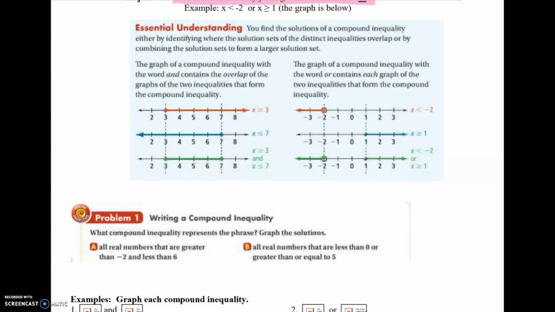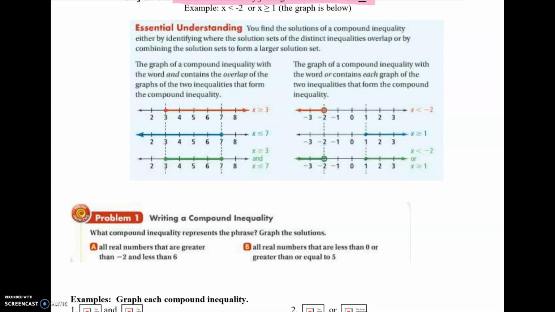Essential understanding. You find the solutions of a compound inequality either by identifying whether the solution sets of the distinct inequalities overlap or by combining the solution sets to form a larger solution set. On the left side, the graph of a compound inequality with the word "and" contains the overlap of graphs of two inequalities that form the compound inequality.